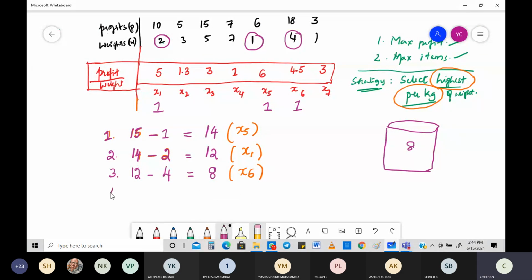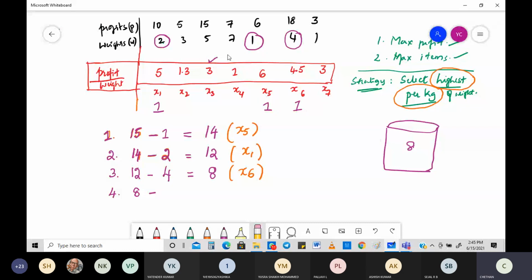Next thing. The next thing is, what is remaining? 8 minus, who is having the maximum per unit weight? There are 2 people who are having maximum. See, same thing here. This one and also this one. Which one can you use? You say this is 3 also. Either you can use 5 or you can use 1. It's up to you. Okay, I'll use 5 because it's more. So I'm going to put this object here.